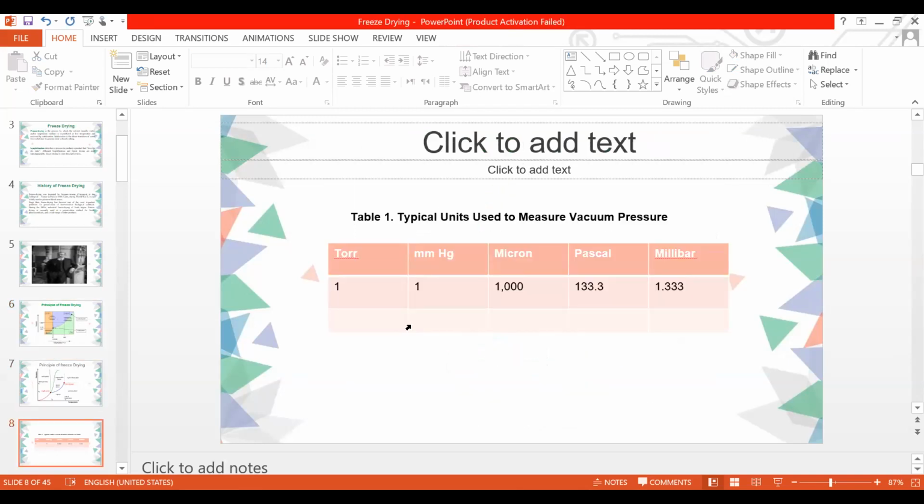Typical units used to measure vacuum pressure can be demonstrated in this table, in which one torr is equal to 1 millimeter of mercury, which represents 1,000 micron, and it is equal to 133.3 Pascal, which represents 1.3 millibar. These units are used mainly to measure vacuum pressure.